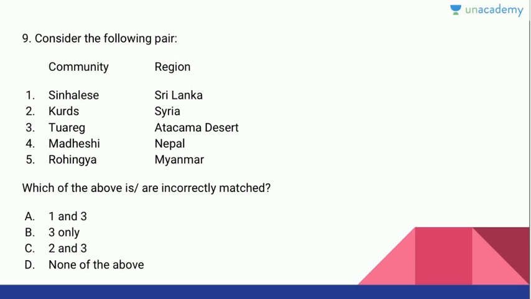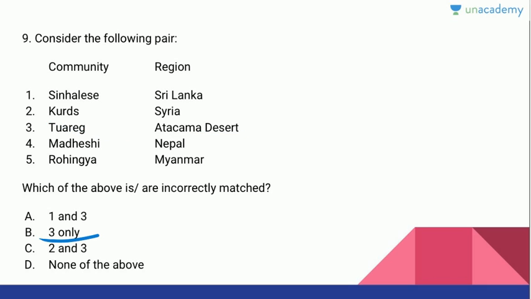Sinhalese is obviously Sri Lanka. Kurds are not in Syria. Okay, basically here Kurds are in Syria, but Tuaregs is an African thing. Madheshi are definitely in Nepal, Rohingya in Myanmar. Kurds are in Syria, Sinhalese are in Sri Lanka. So the only incorrect match is Tuaregs in Atacama Desert. Atacama Desert is in Chile, South America. Tuaregs are present in the North African regions, particularly the Sahara region. So the answer is 3 is incorrectly matched.